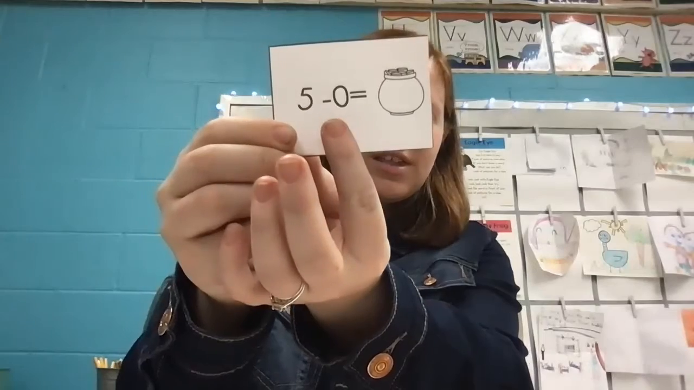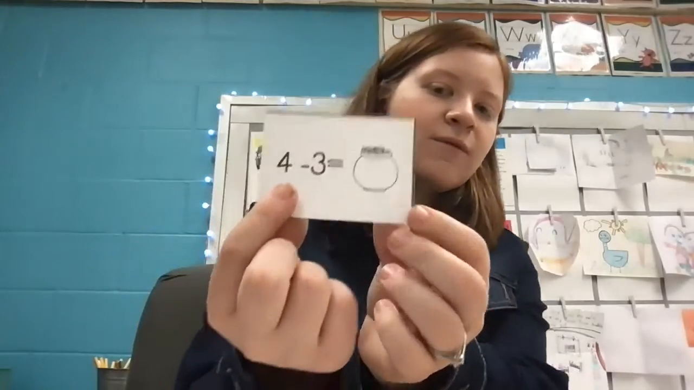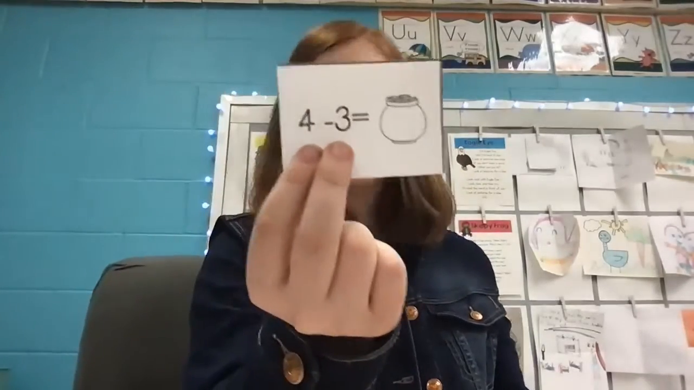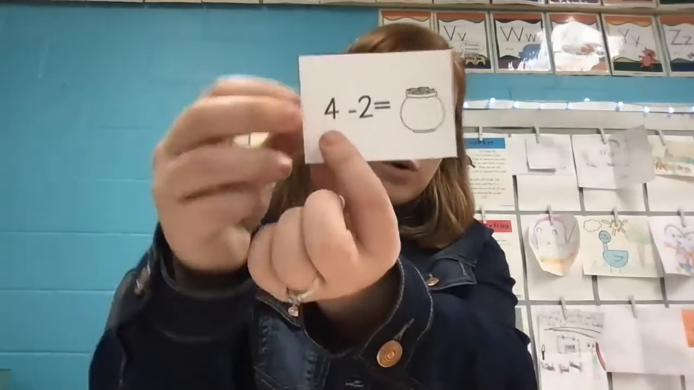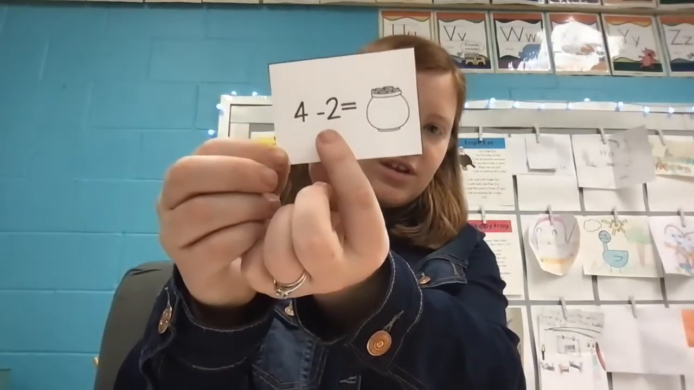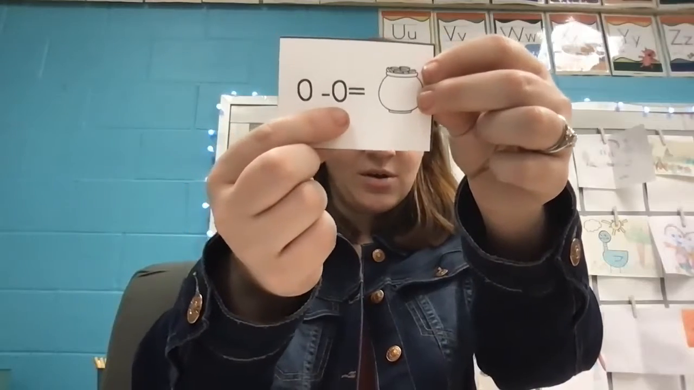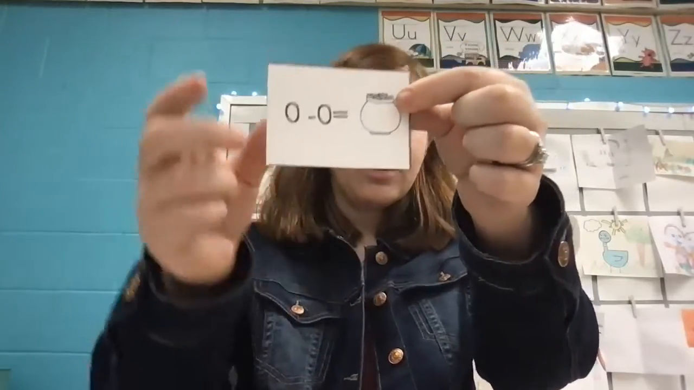5 take away 0 is 5 left over. 4 take away 3 is 1 left over. 4 take away 2 is 2 left over. And 0 take away 0 equals 0 left over. Awesome job.